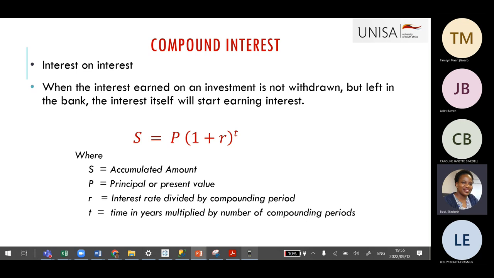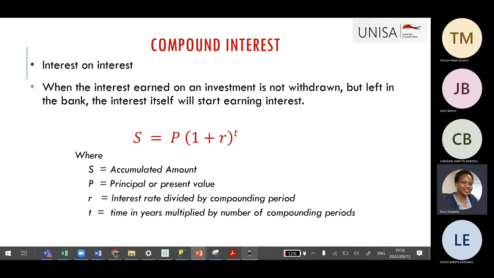With the first one, which is simple interest, you only calculate it on the original amount. With compound interest, you pay depending on your compounding period. If you say you want to pay interest on a monthly basis, you will be charged interest on a monthly basis, and the interest you pay will be calculated based on the previous interest you have earned as well. So it's interest on top of other interest.